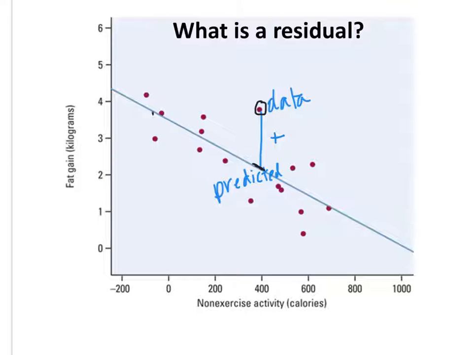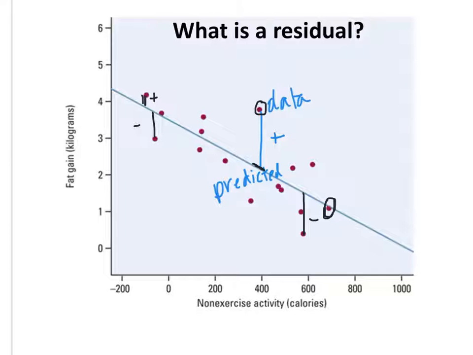But up here, this would be a negative residual. This would be a positive residual. This would be a negative residual. This right here, even though it's super close to the line, is still a negative residual because the point is below the line.